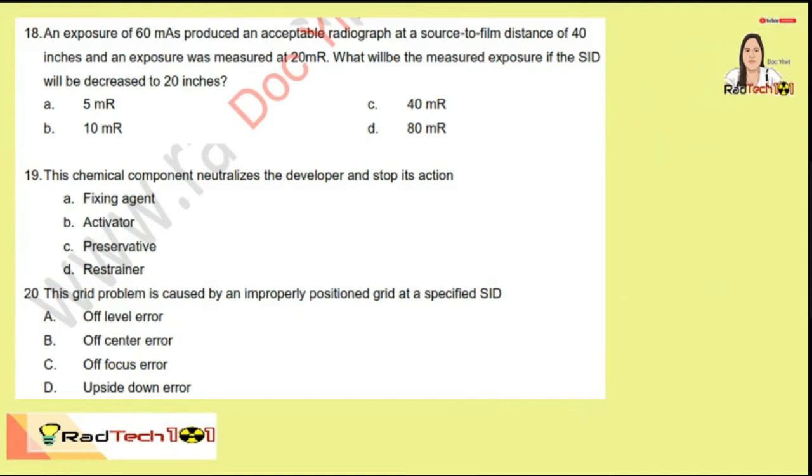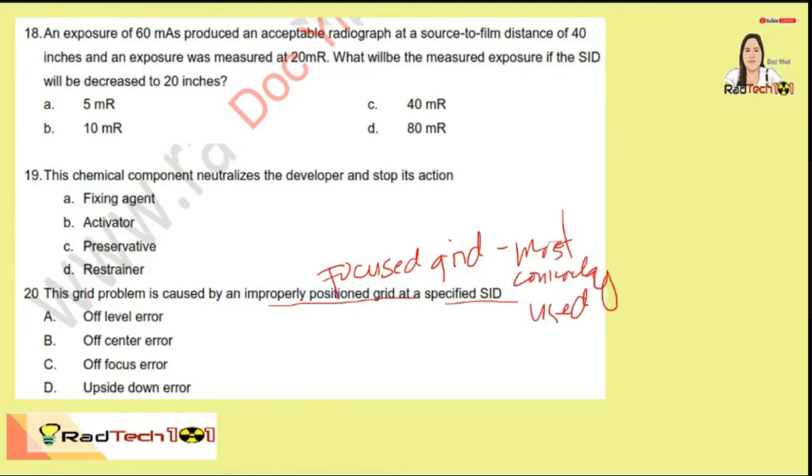So, next, number 20, a grid problem caused by an improperly positioned grid at a specified SID. So, we have different kinds of grid and one of the grids that is commonly used is the focus grid. So, this is the most commonly used grid.